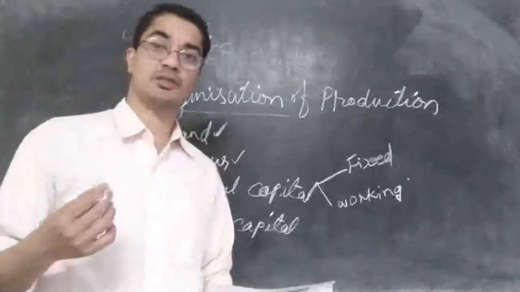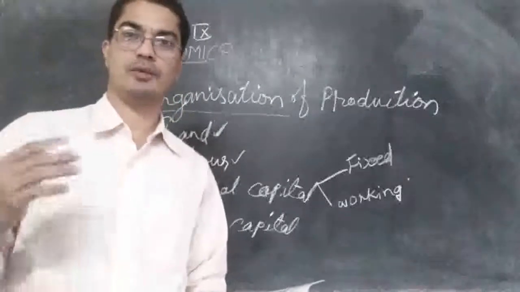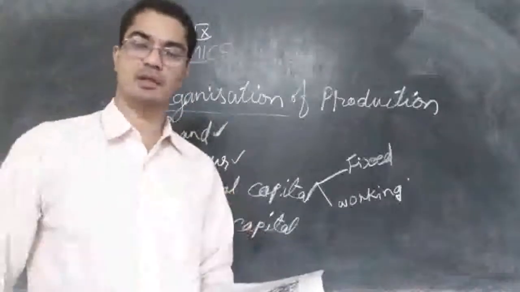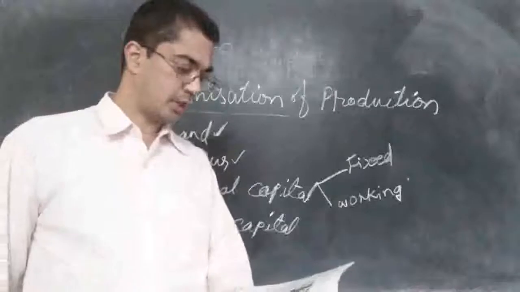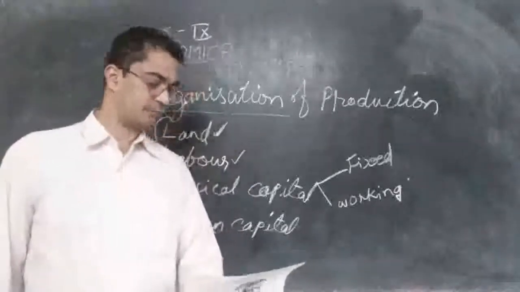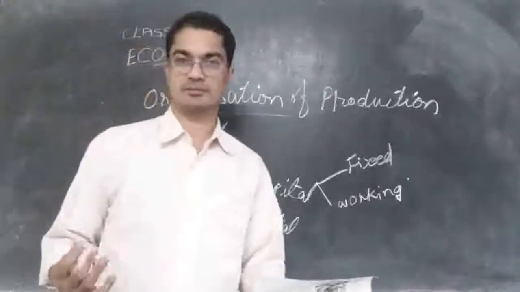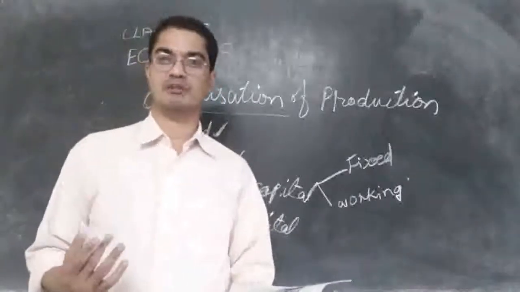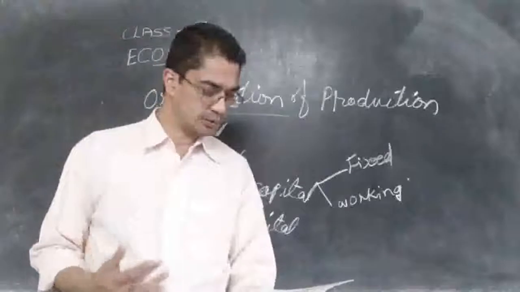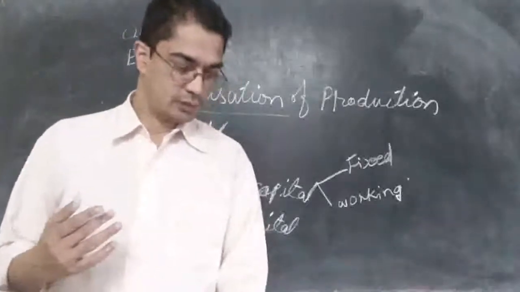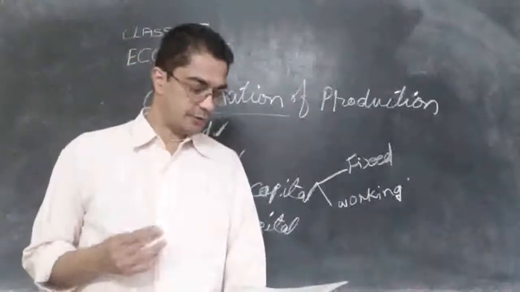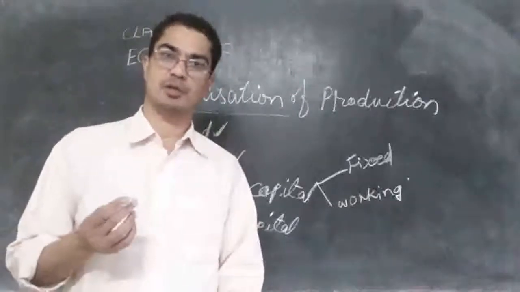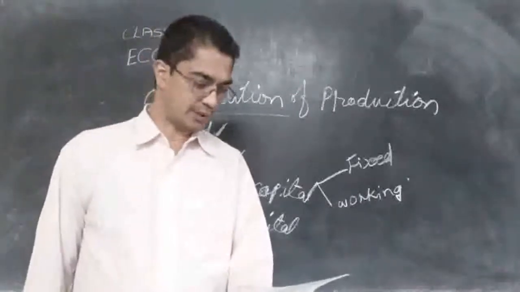So we need a lot of things for producing, a lot of input. Input means what we put inside for producing something. So a lot of things are required. For example, we need a lot of tools. We need a lot of machines in order to produce something. We need machines, we need tools, we need different varieties of small tools, small machines, all that is required.